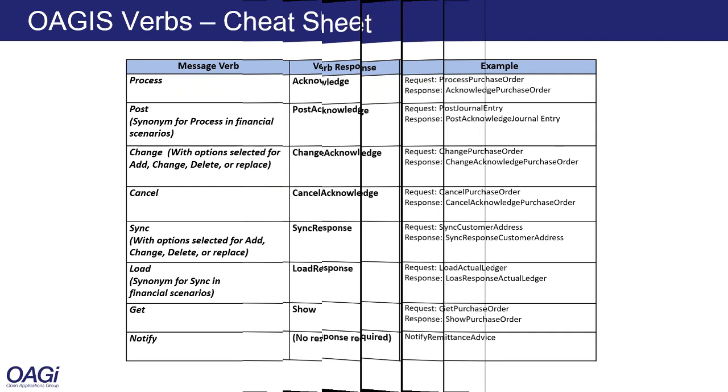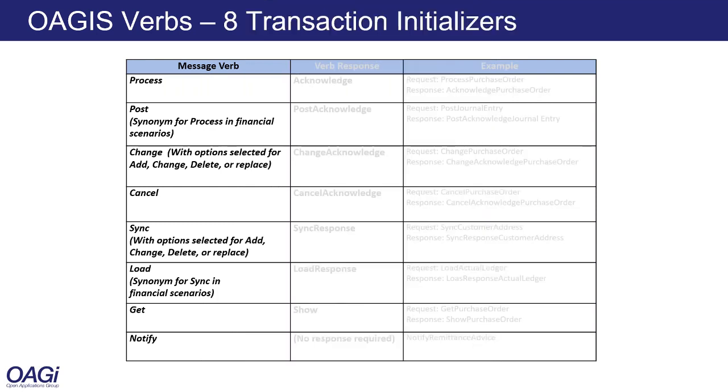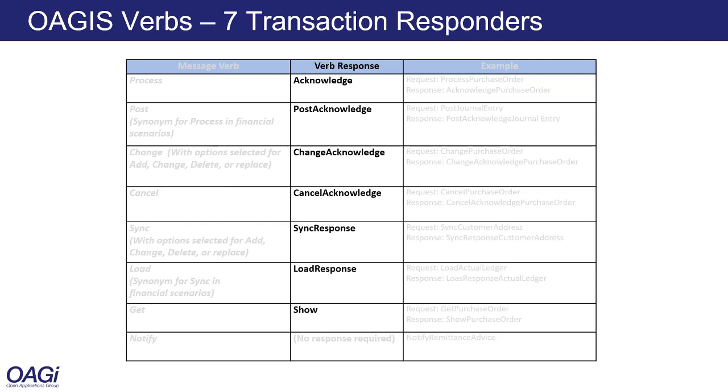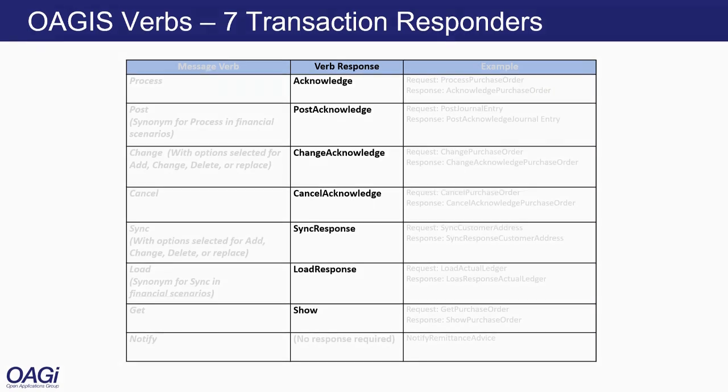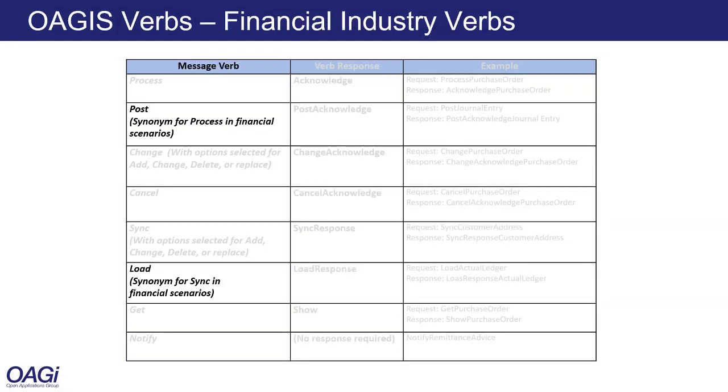So let's break it down by looking at just the left column here. The left column is the message verb, what I like to call the transaction initializer. So we go from process, post, change, cancel, sync, load, get, and notify. All of those 8 verbs generally initialize some sort of transaction. Now we're going to go to the second column, where we'll find 7 transaction responders. These are the verbs that respond to the transaction initializers in the left-hand column. So we have acknowledge, post acknowledge, change acknowledge, cancel acknowledge, sync response, load response, and show. And we can break this down even further. Let's go to the next slide and talk about some verbs that you're probably not going to use.